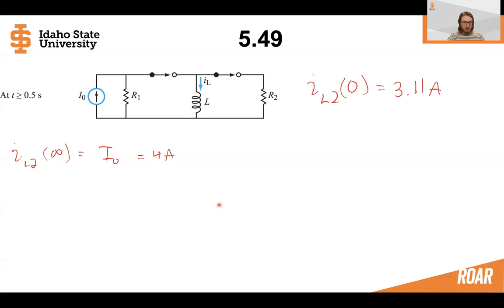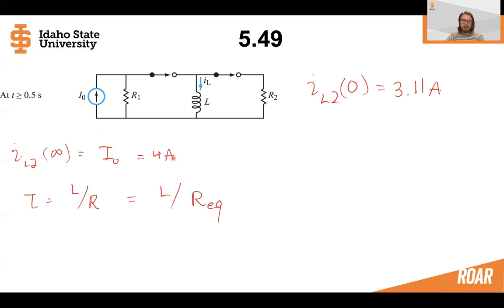Now let's look at the final current. Just like in the previous circuit, we know that after a very long time of both of these switches being closed, all of the current is going to go through this inductor. None of the current is going to go through resistor 1 or resistor 2 because this inductor is going to be acting like a short circuit. So we know the final current is going to be 4 amps.